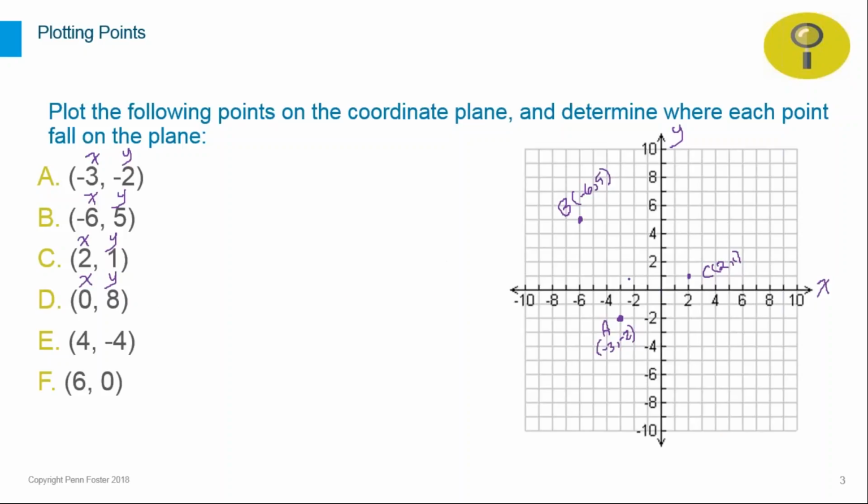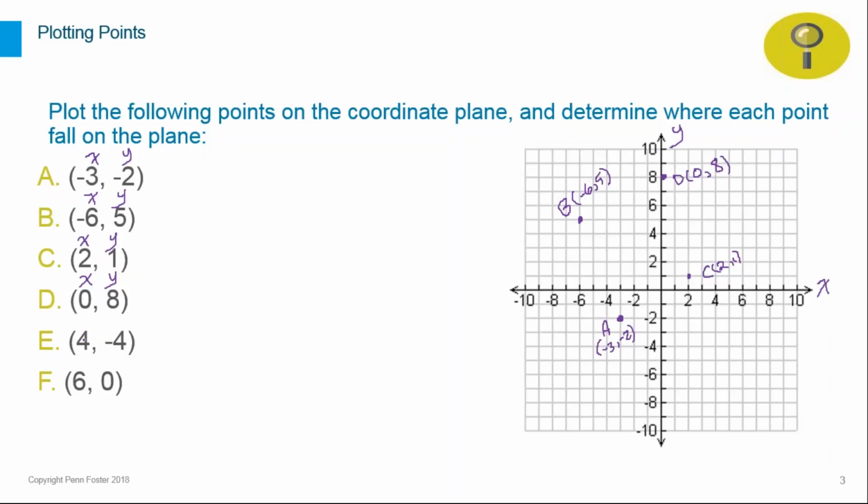Well, the y is 8, positive 8. Then from the origin, because x is 0, we're gonna go 8 units, and that would make us put D, 0 and 8, and that point is right on the y-axis. It's none of the quadrants, so that point is not in any of the quadrants. It's right on the y-axis.